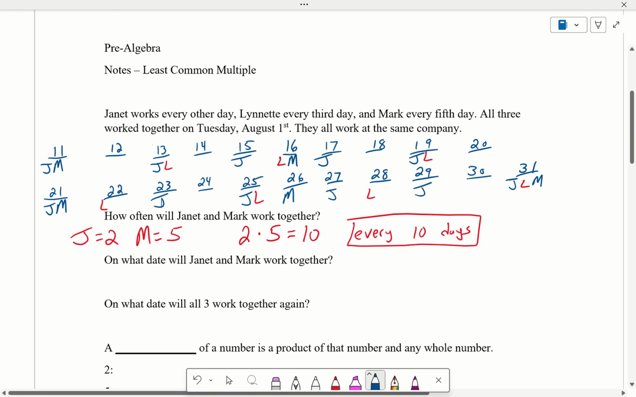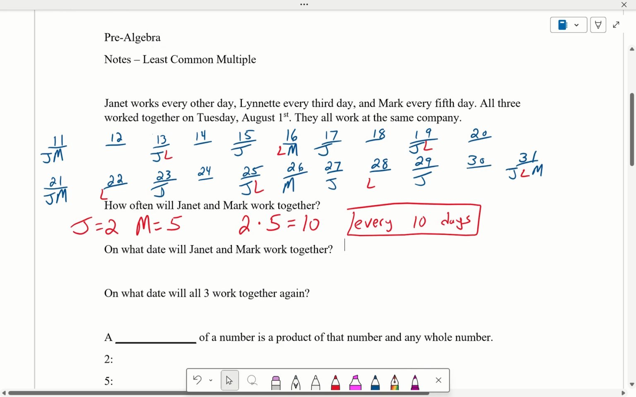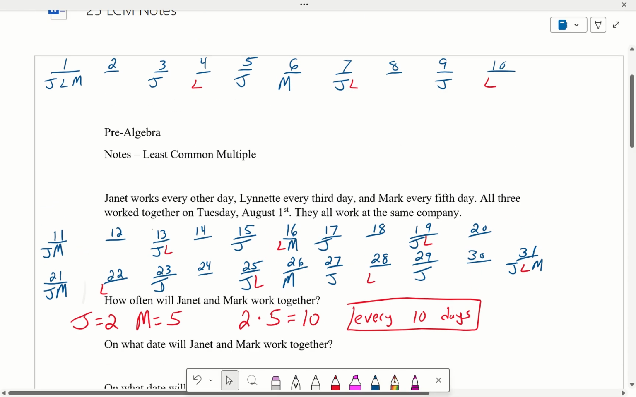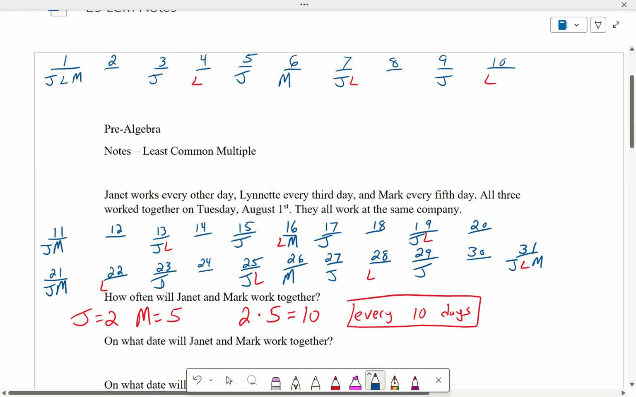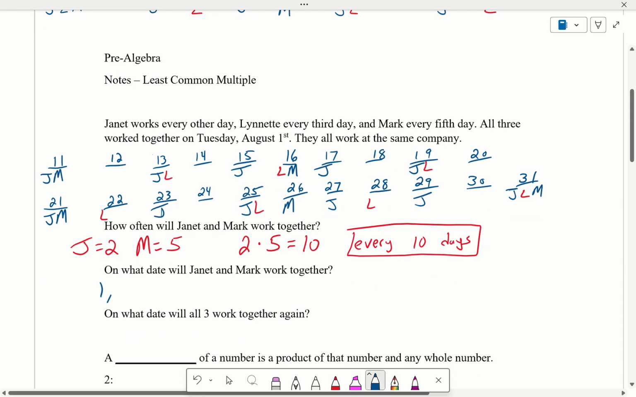Let's take a look at this one. On what date will Janet and Mark work together? It should be dates, not date, but they work together. We can look up front here, up top here, on the 1st, on the 11th, on the 21st, and on the 31st.